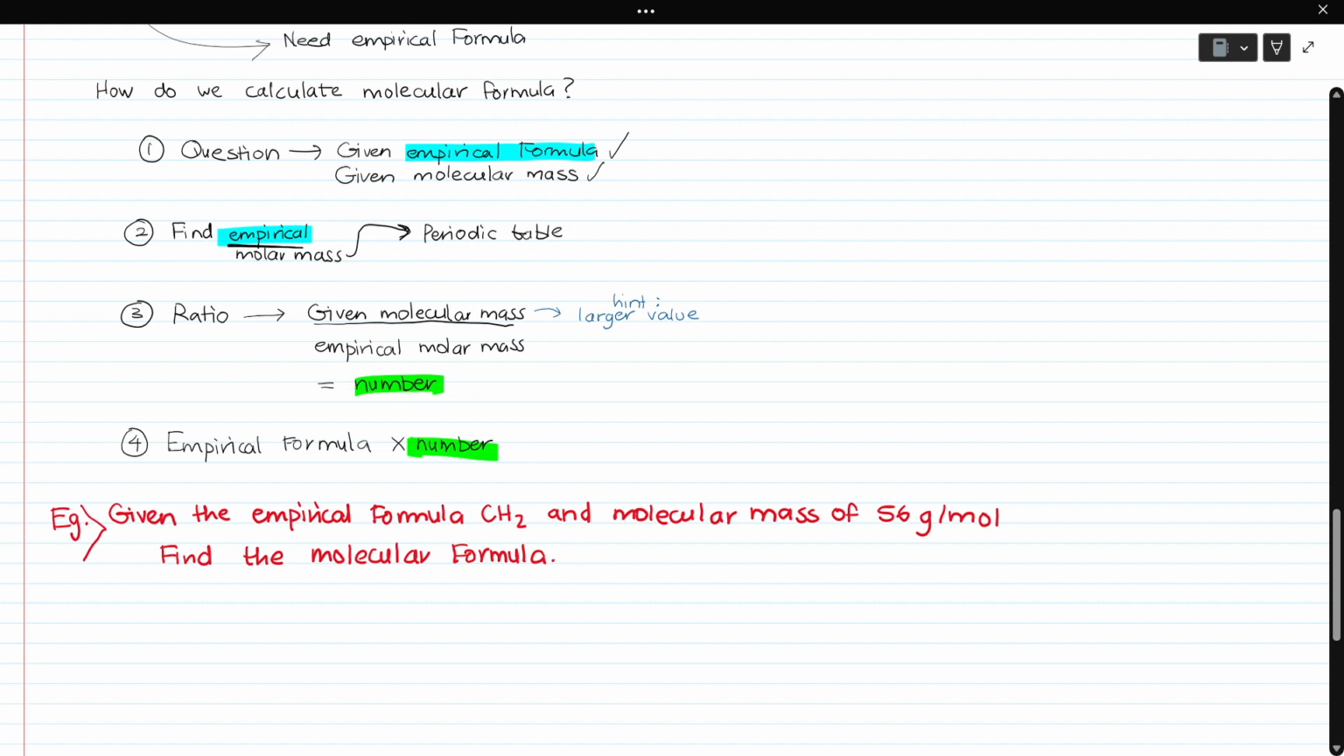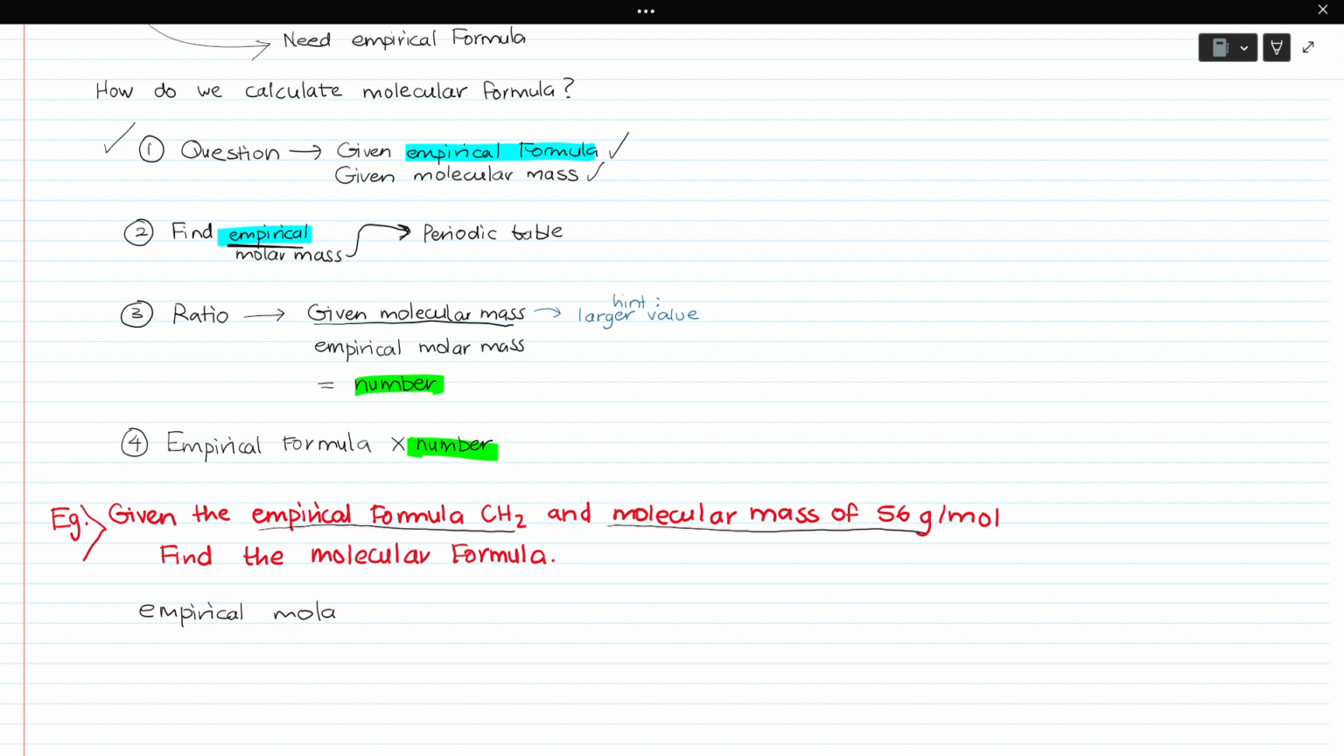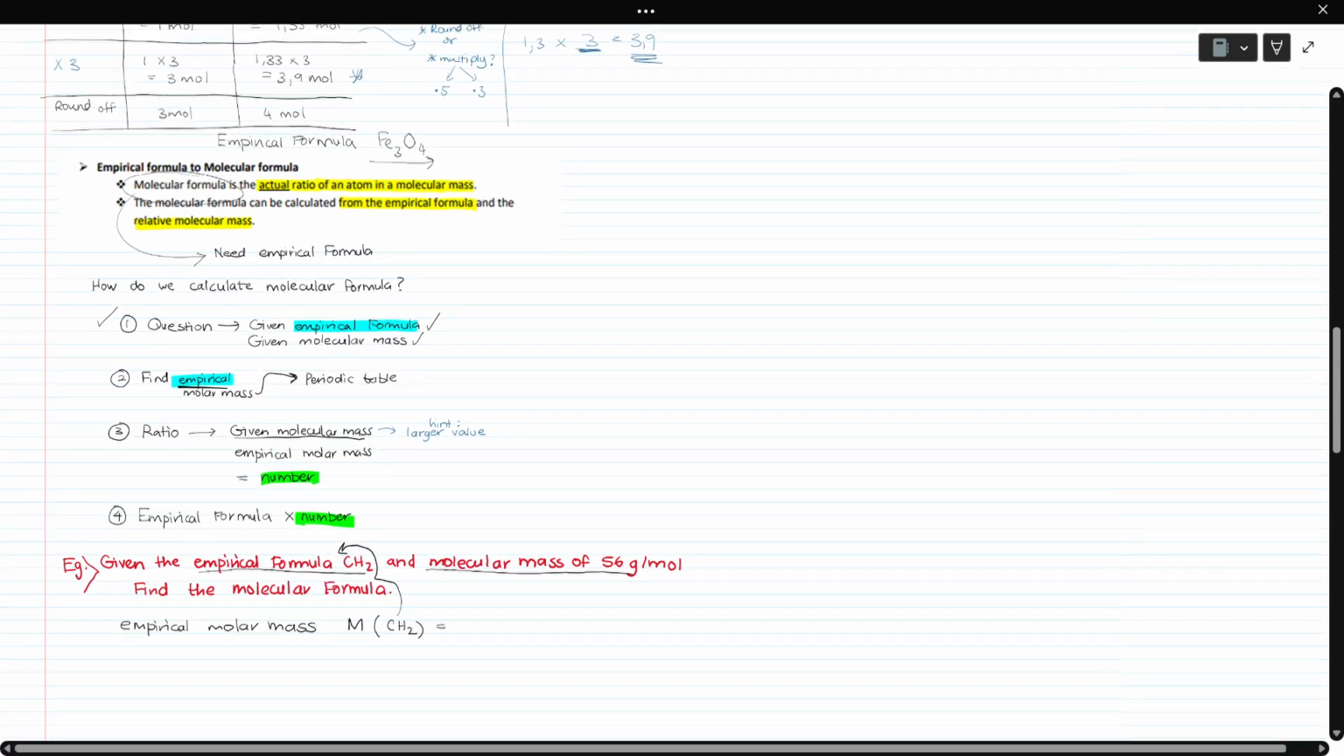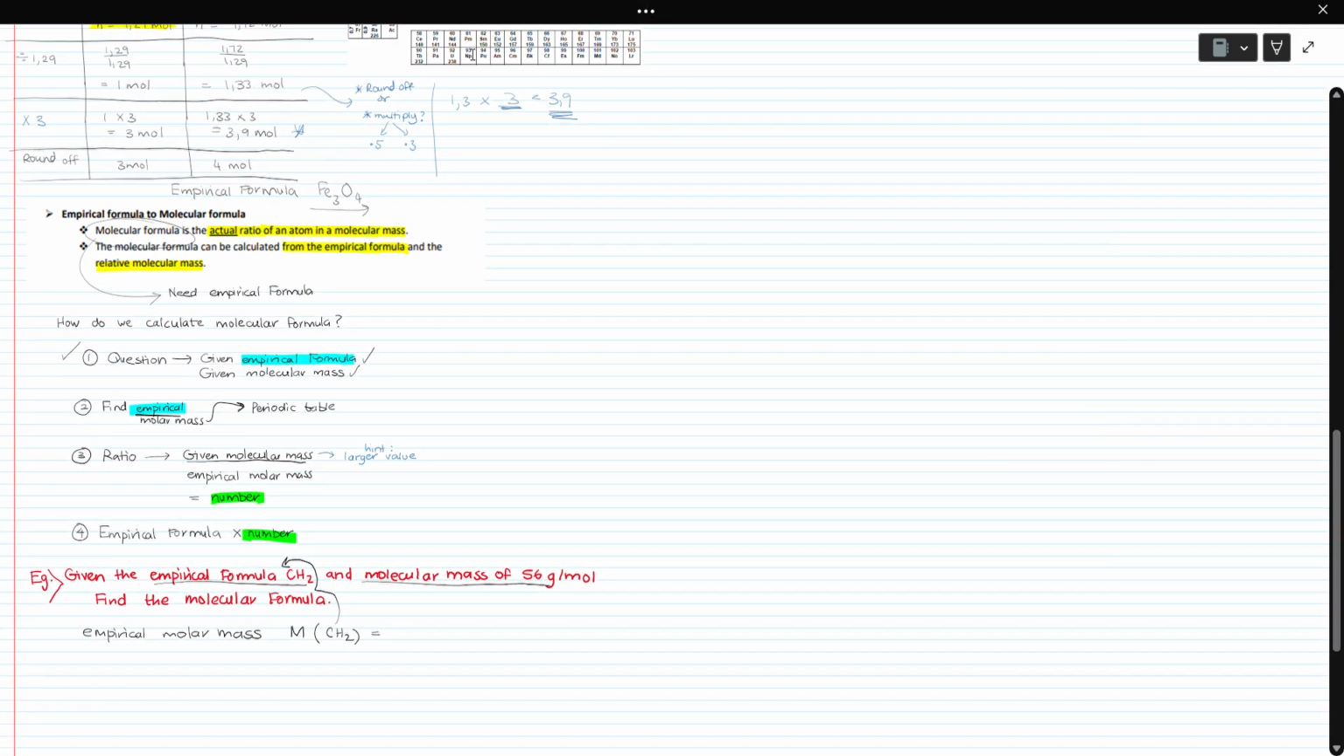Alright, so firstly we're given the empirical formula, just going to underline that, CH2, and we're given the molecular mass, 56 grams per mole. So we obviously have point 1 checked. Point 2 is telling us we need to find the empirical molar mass. What is that? That means you're going to find the molar mass of CH2. Why CH2? Because CH2 is the empirical formula. Okay, so you go to your periodic table and you're going to find these values. Let me just quickly bring this down.